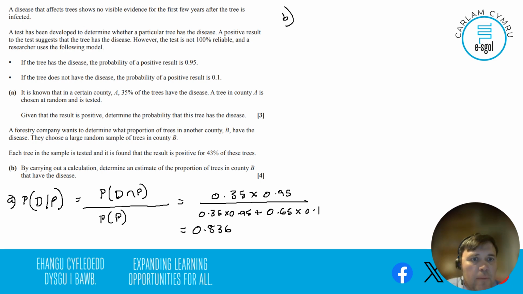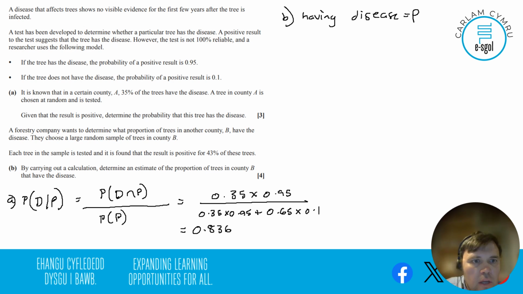Part B. A forestry company wants to determine what proportion of trees in another county, B, have the disease. They chose a large random sample of trees in county B. Each tree in the sample is tested. It is found that the result is positive for 43% of these trees. By carrying out a calculation, determine an estimate of the proportion of trees in county B that have the disease. So if we say let the proportion having disease be p, just to make our life easier.